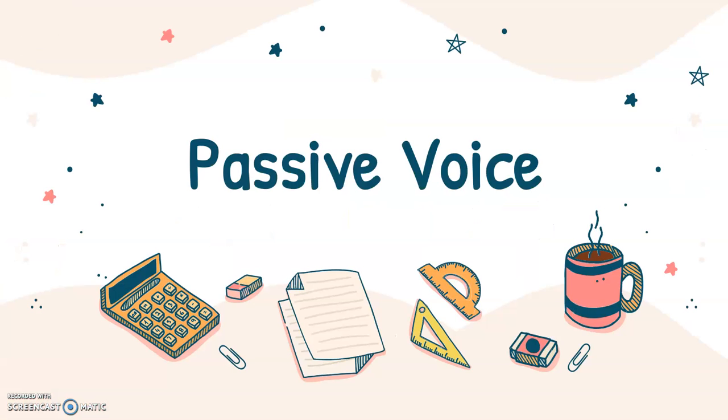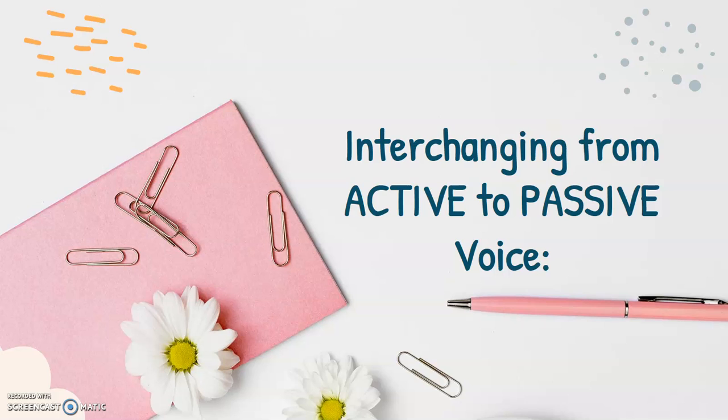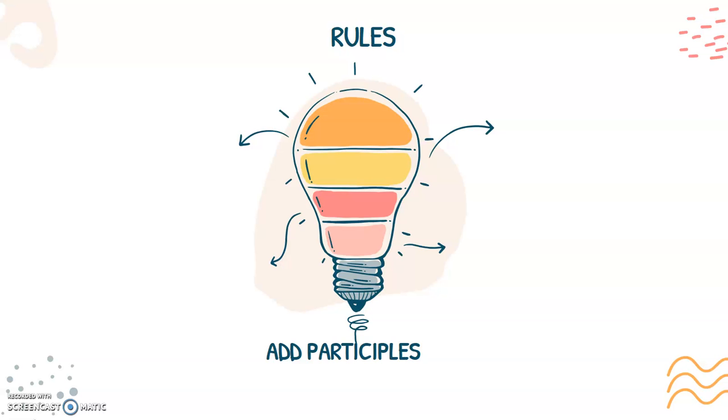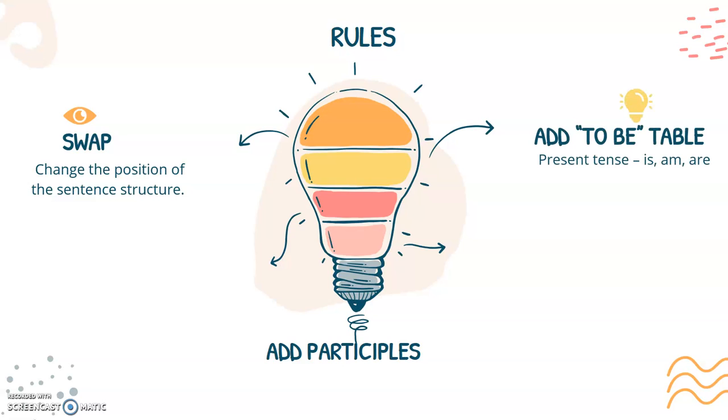Okay. Now let's learn about interchanging from active to passive voice. Now how to interchange an active voice sentence into a passive voice sentence? So there are some set of rules. So what is the first rule? First rule is swap. That is to change the position of a sentence structure. That is, if a sentence is subject, verb and object, then in the passive voice it will be object, verb and subject.